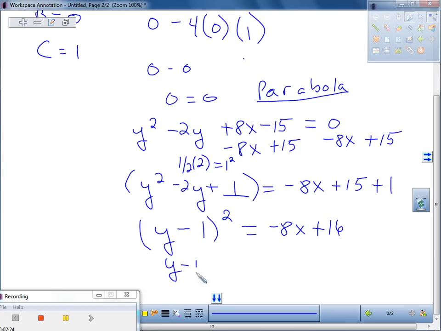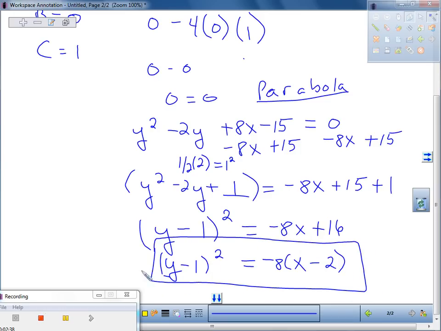We're pretty close to done, but we're going to factor out the negative 8 from here, so we get negative 8. Then we end up with x minus 2. Okay, so that's going to be the equation of our parabola in standard form.